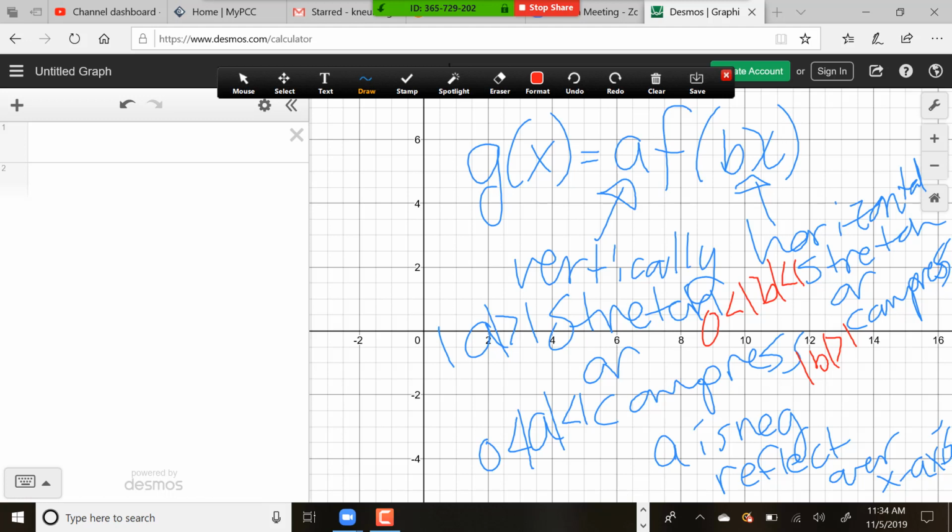And you're still going to do your x-coordinate divided by the b, and you're going to find that that makes a bigger number. And if your b is negative, you're going to reflect over the y. And that's a summary of what those two do, because those are a little bit harder to see than the other. If you have an h, you're going to go left or right, and that would be inside. If you have a k added on the end, you're going to go up or down.